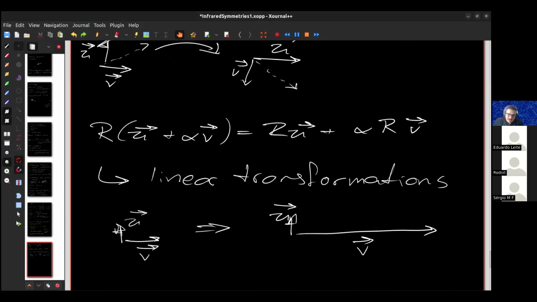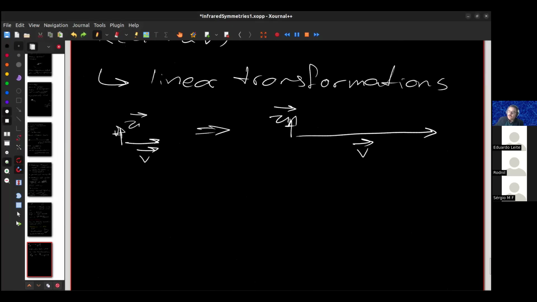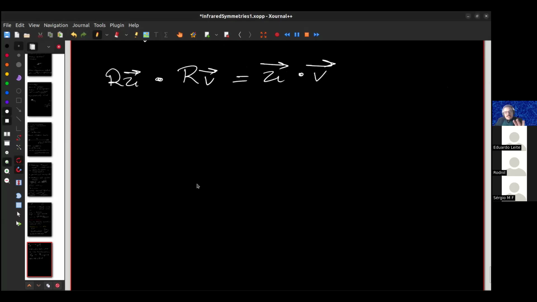So if I rotate a vector, the length of the vector before and after the rotation should be the same. And if I rotate two vectors, the angle between the vectors before and after the rotation should be the same. That can be cast in a mathematical equation by using the scalar product. So what I'm going to ask here is that if I rotate u and I take the scalar product with the rotated version of v, this should be the very same thing as u times v. So we are preserving angles and lengths. This is the basic condition for a rotation.